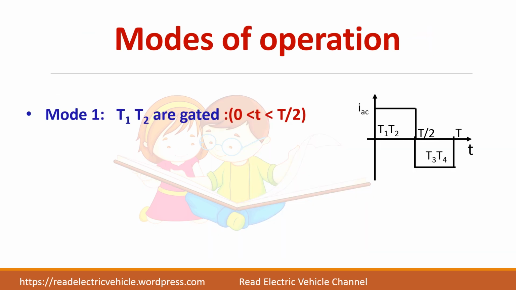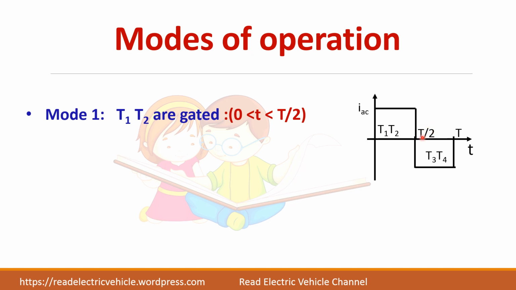So there are basically two modes of operation. In mode 1, T1 and T2 are given gate pulse, so that is the period 0 to T by 2. That is the total time period we have taken as T, and half of that is T by 2. So for the first half, T1 and T2 will be conducting. It means that we are giving gate pulse at 0 for these two thyristors.